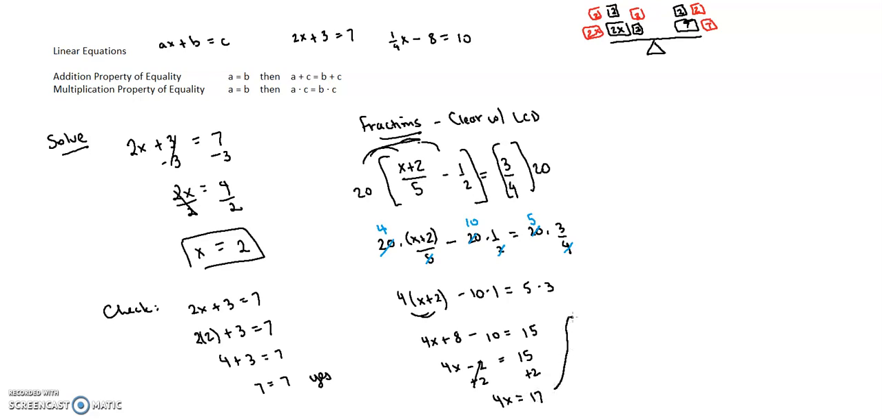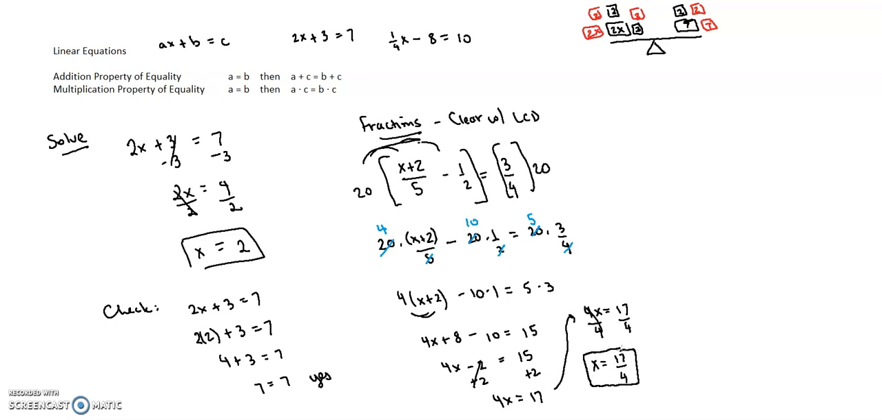Let me come up over here so we got a little bit of space. 4x equals 17. And then we want to finish getting x by itself. It's 4 times x, so we're going to divide by 4. x equals 17 over 4. Okay, and you can go back and check that. That one might be a little bit difficult. You might need a calculator for that one.